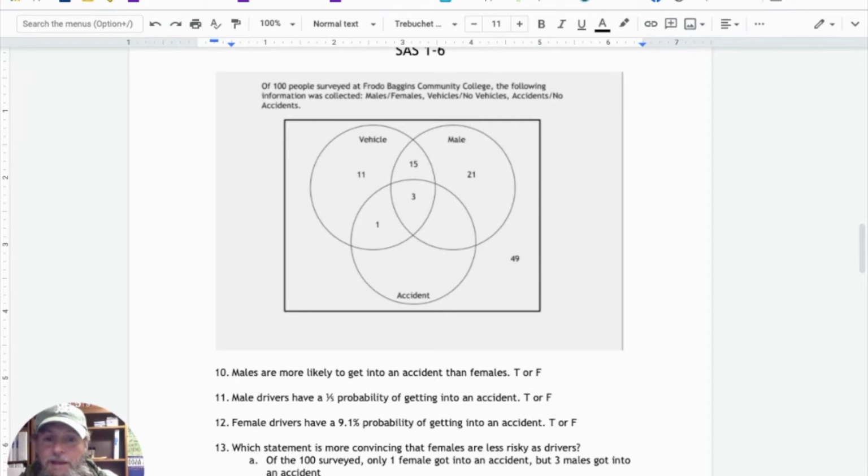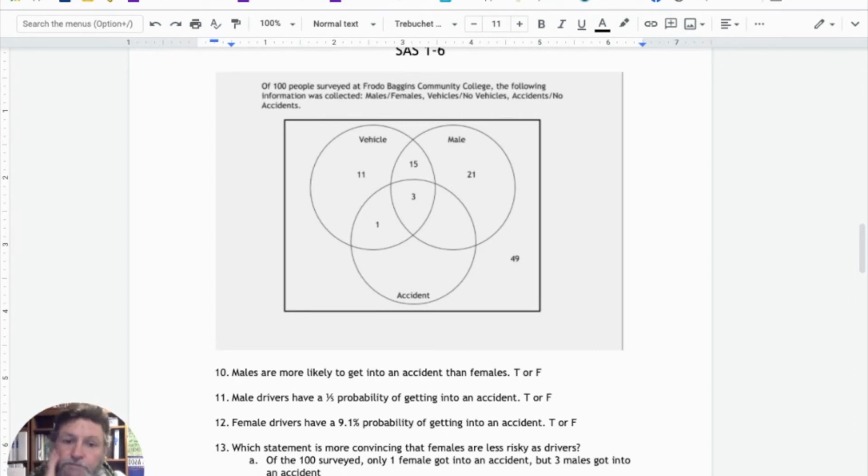Likewise here, in the intersection of male and accident, there's no vehicle, so you can't have an accident. So let's look at this. Males are more likely to get into an accident than females. Now, you may look and say, let's look at the sample size of the entire thing. But you might be considering something that is probably not everything you need to know. So think of it this way.